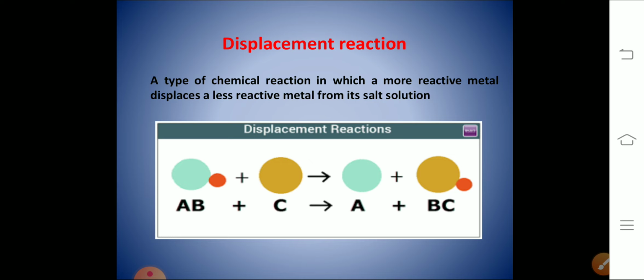Now try to understand this reaction. AB plus C gives A plus BC. That means who is more reactive? A has been displaced from its position and C has taken the position. So who is more reactive? C was more reactive than A. So it can remove A from its position and then take its position there. So that is displacement reaction.